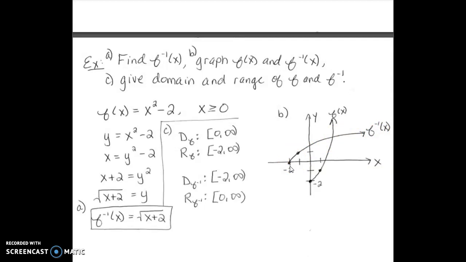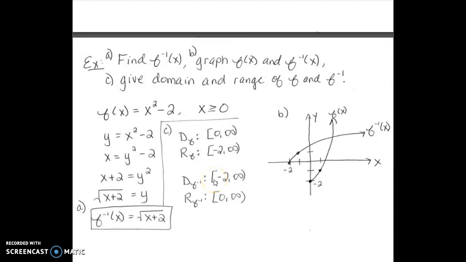And then notice that the domain and range happen to just be reverse of each other. So if I'm looking for the domain of f, we were given that. They gave us the domain, 0 to infinity. And then if I look at my graph, the range of f is -2 to infinity, because it goes up from the y value -2.